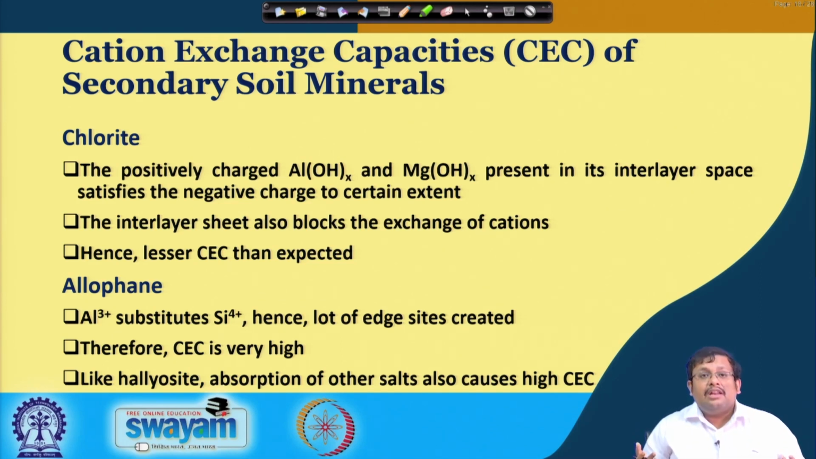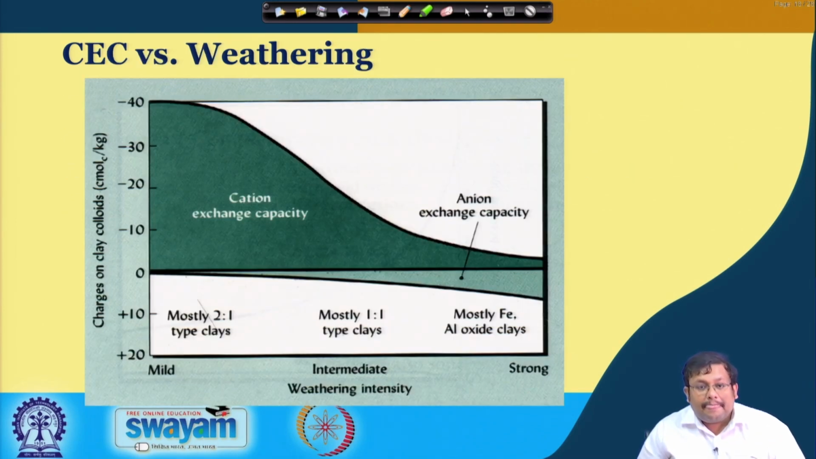In the case of allophane, aluminum substitutes silicon, so lots of edge sites are created, therefore the CEC is very high. Like halloysite, absorption of other salts also causes high CEC. So, this is the relationship between CEC and different types of clay minerals.